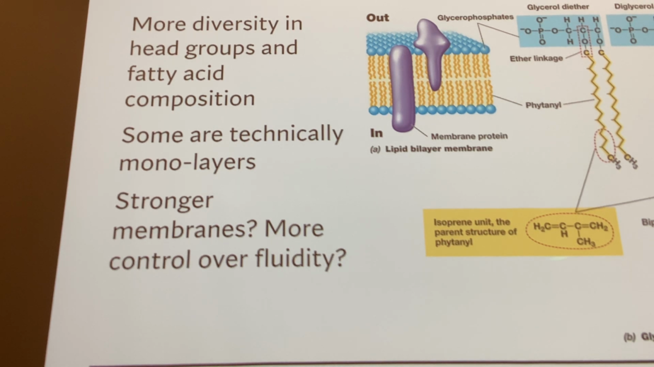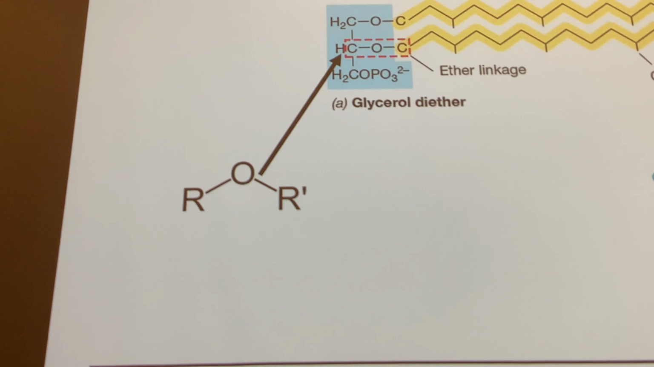Another distinction is that these units here are isoprenoid in structure, and so instead of having an acetyl fatty acid group, you now have these isoprene units. So in general, these are quite a bit different than what we see for the bacteria.